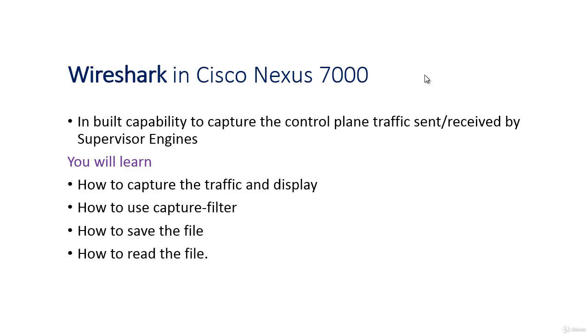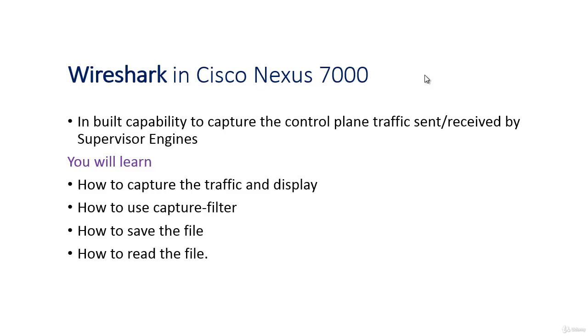So the purpose is that we want to copy the control plane traffic which is passing through CPU, because we have supervisor engines in the Nexus 7K chassis, okay, and which is a brain. So the supervisor is the brain of the chassis. So whatever management happens at the network level, that is handled by the supervisor engine, or you can say CPU. So you would want to see what kind of traffic is being received by CPU, sent by CPU. For that purpose we need to use it.